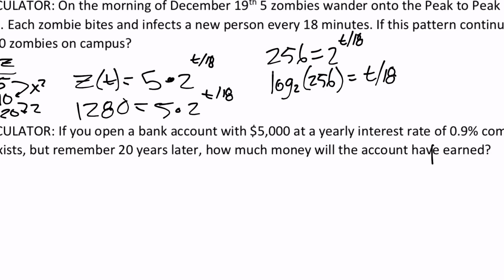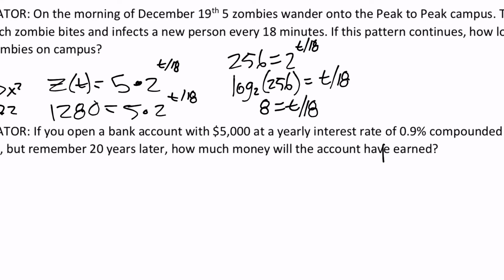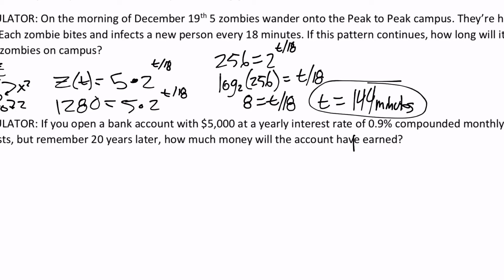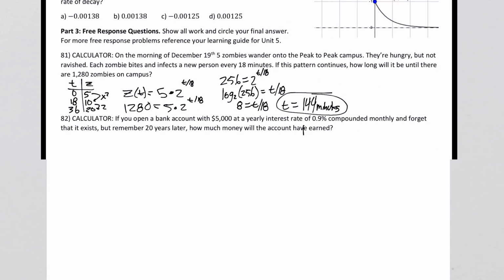So log base 2 of 256, you can count on your hands. 2, 4, 8, 16, 32, 64, 128, 256. I'm holding up 8 fingers, 1 for each number I said. So log base 2 of 256 is 8. So 8 equals t over 18. So then multiply by 18 on both sides. T equals 144 minutes until there are 1,280 zombies.